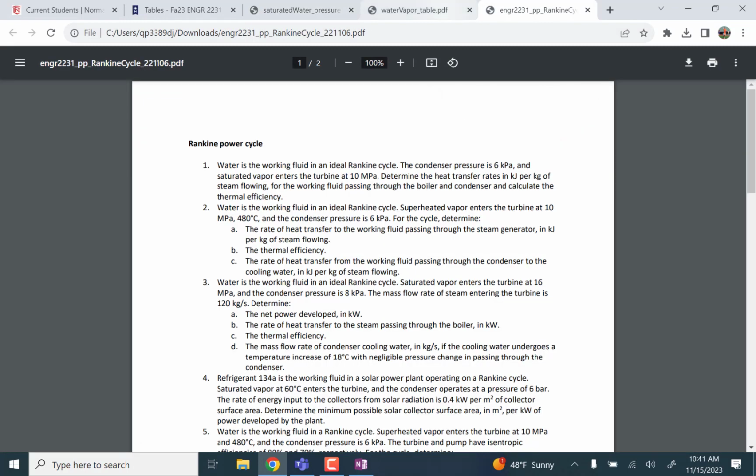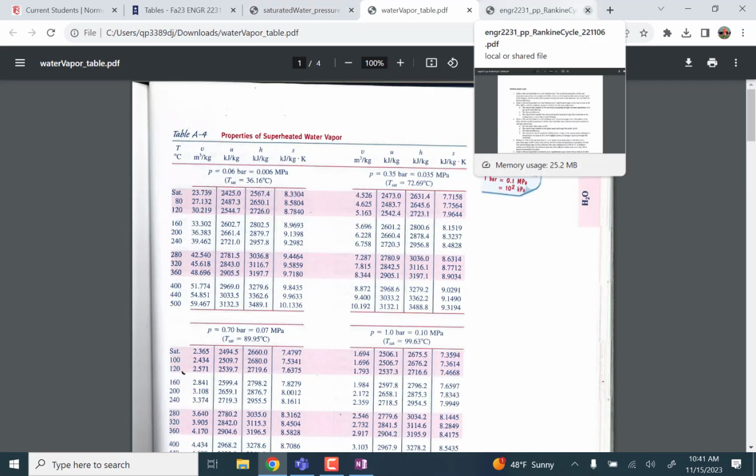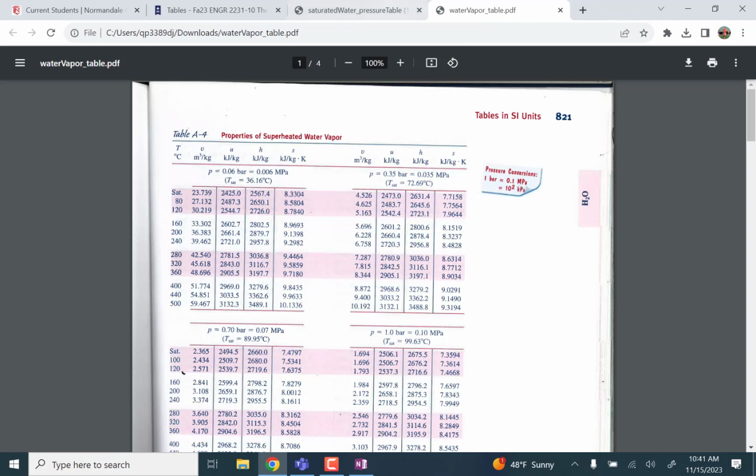Water vapor, saturated. Okay, so those should be all the tables we need.